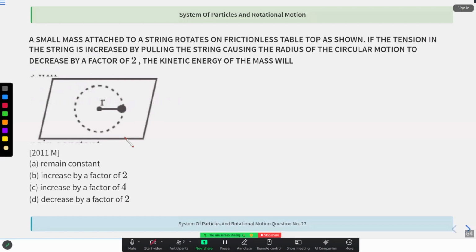A very famous question, 2011. A small mass attached to a string rotates on a frictionless table top as shown. So this is basically saying that I have a string rotating with a small mass on a frictionless table, and the radius is r as shown in the diagram. If the tension of the string is increased by pulling the string, causing the radius of the circular motion to decrease by a factor of 2, then what will be the kinetic energy of the mass? Very interesting question.